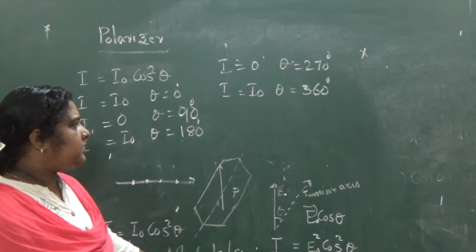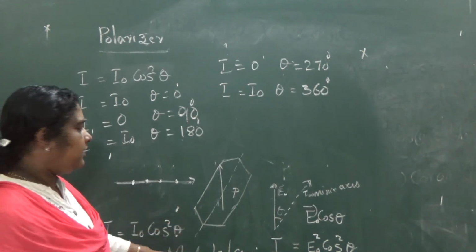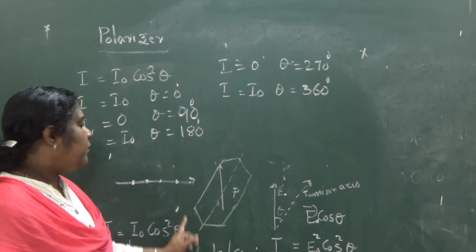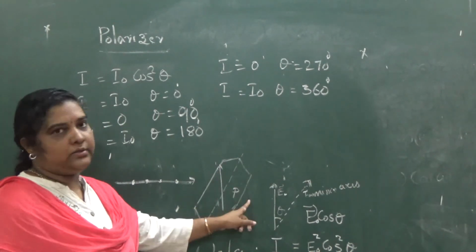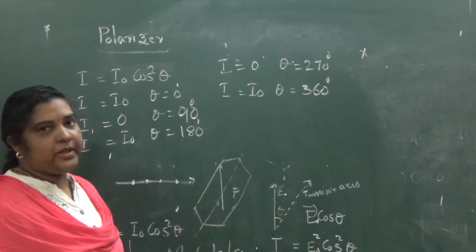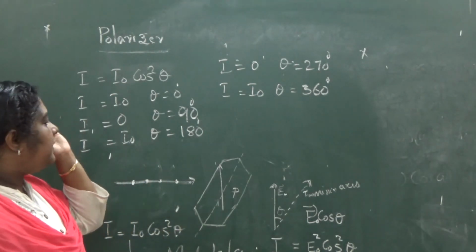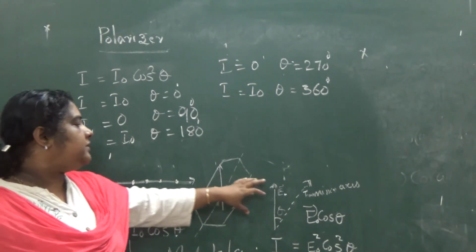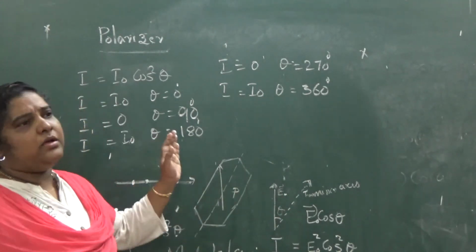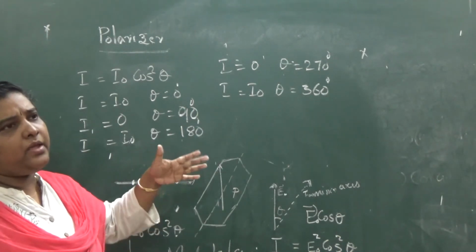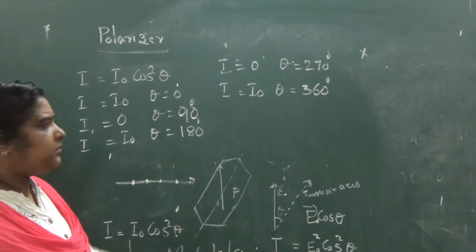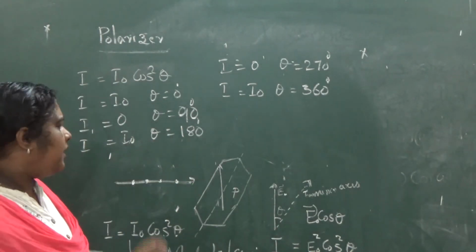I hope you understood. This is an important thing at the bottom of this chapter. Malus's law: you should know what theta is, which angle theta makes, that is the angle between the transmission axis and our plane of vibration. Remember. If it is unpolarized light, you will get light at all theta, because we can always split the electric field along the transmission axis.